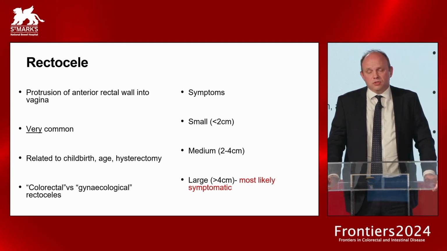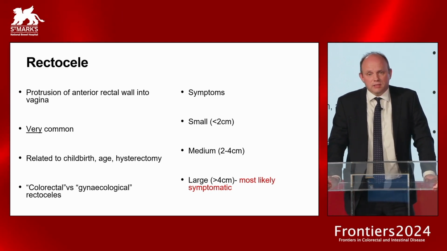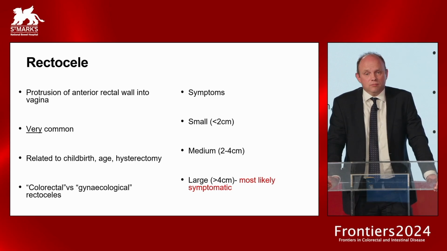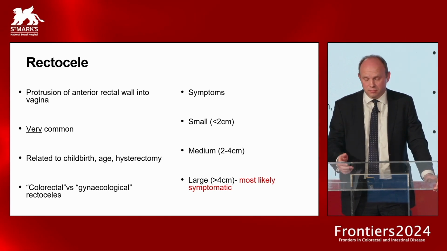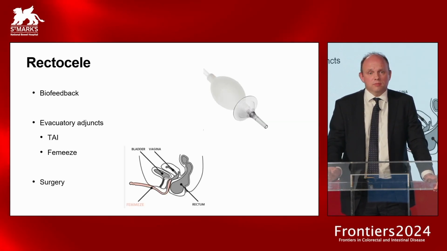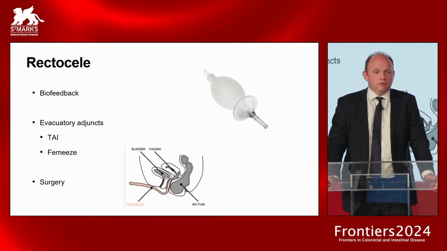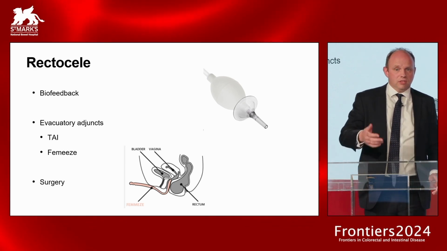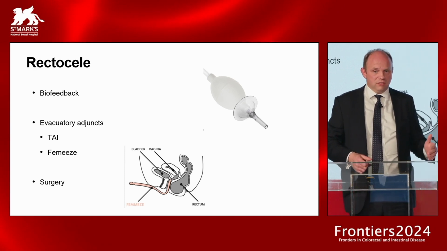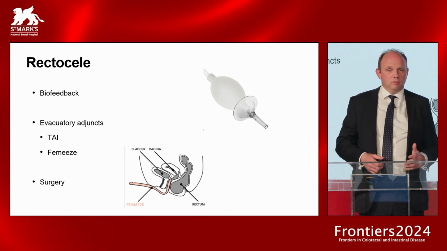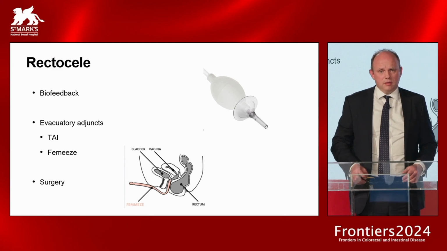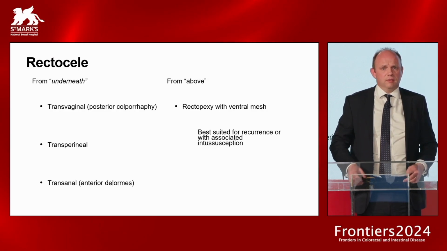A paper from Knowles looked to try and grade these into which are most likely to become symptomatic and come to surgical treatment, and those at 4 centimetres or more are probably the most likely to present symptoms from themselves. Again, back to biofeedback. Try evacuatory adjuncts, such as transanal irrigation above or the FEMIS device to insert in the vagina and push back on the vaginal wall. And then surgery if these fail to improve things.